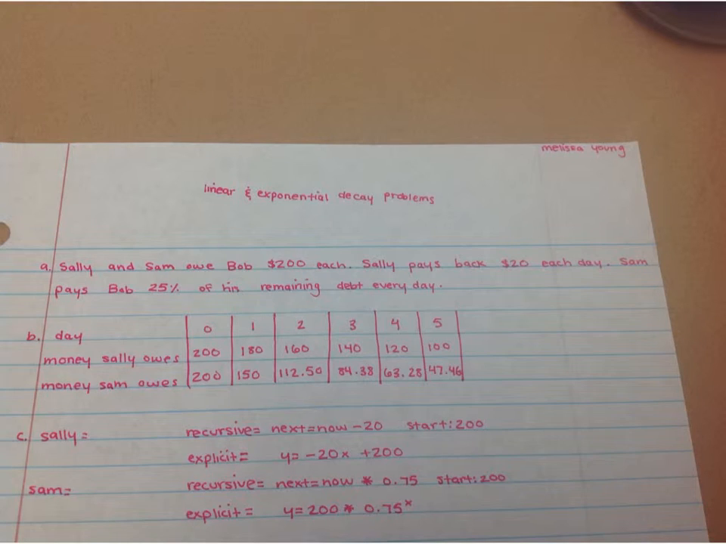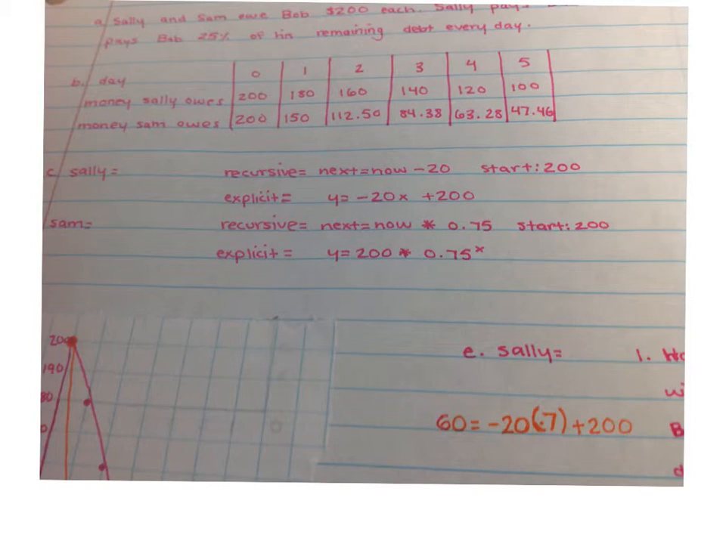Sally and Sam owe Bob $200 each. Sally pays back $20 each day. Sam pays Bob 25% of his remaining debt every day. On day 0, both owe $200.